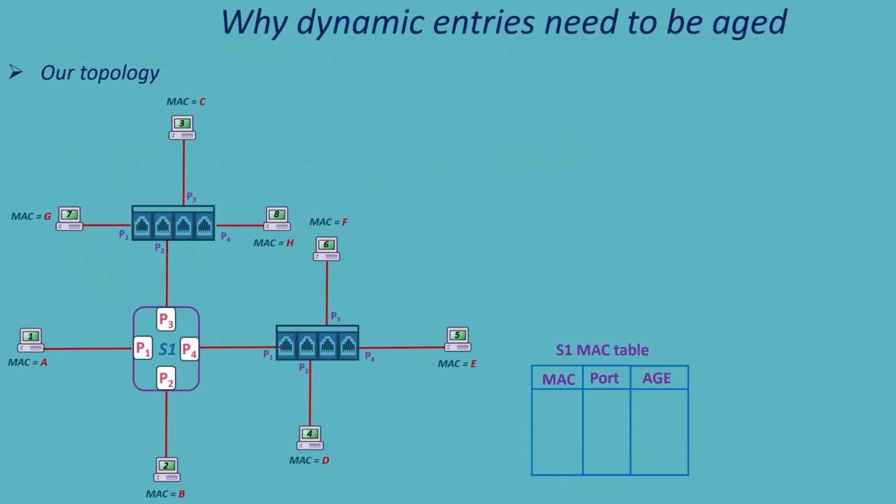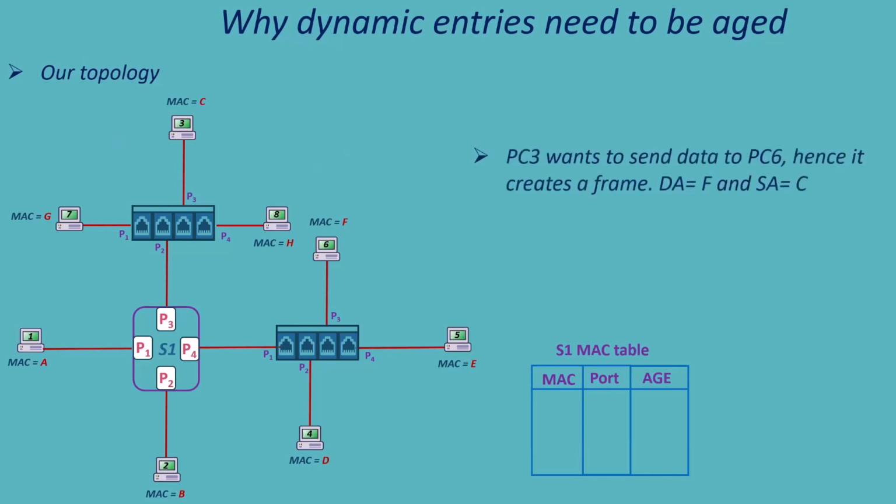So you have seen this topology. I've used it in the previous lesson also for MAC move. We will further build upon the concept of MAC move in this lesson. So this is our topology. And now if PC3 wants to send data to PC6, it will create a frame, source address C and destination address F. The frame will be sent out. The hub will flood it. For now, just ignore what PC7 or PC8 do with it. We are just focusing on the switch.